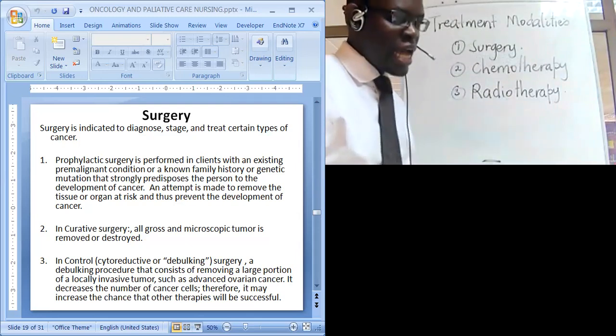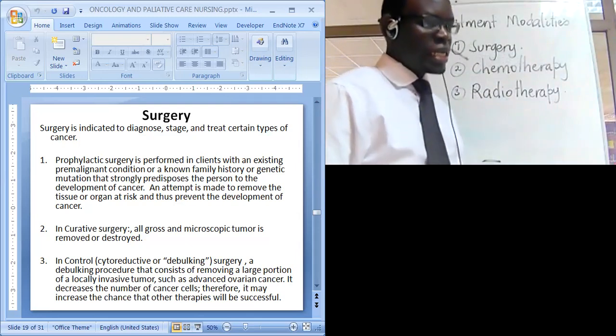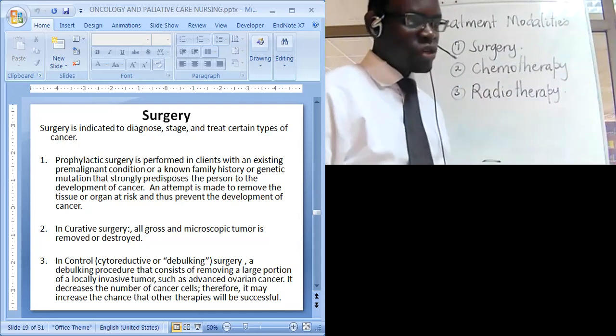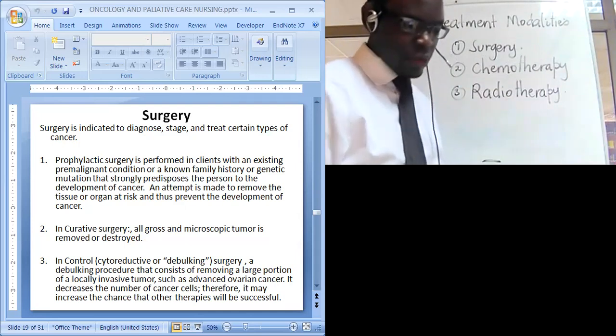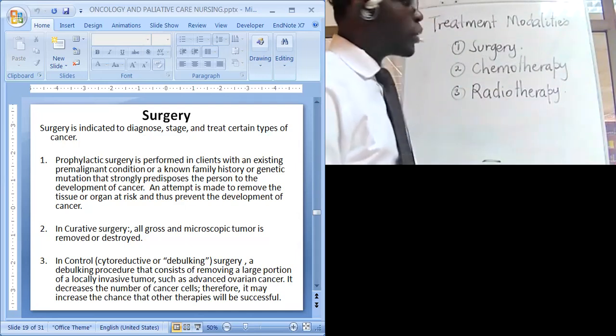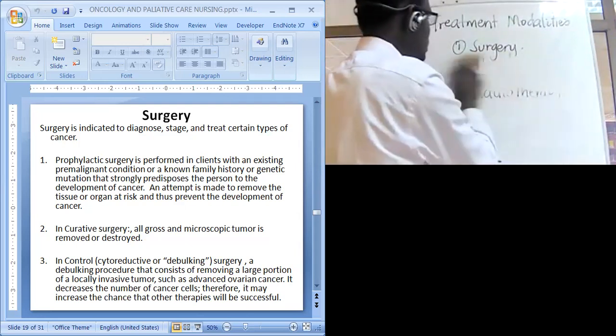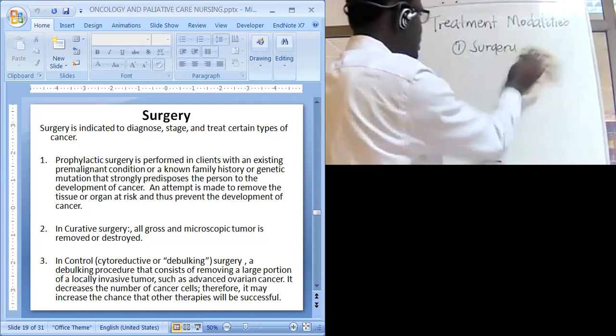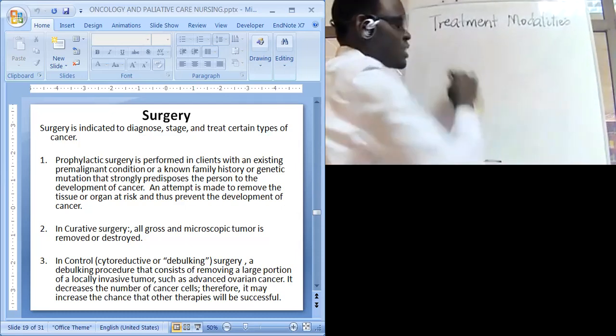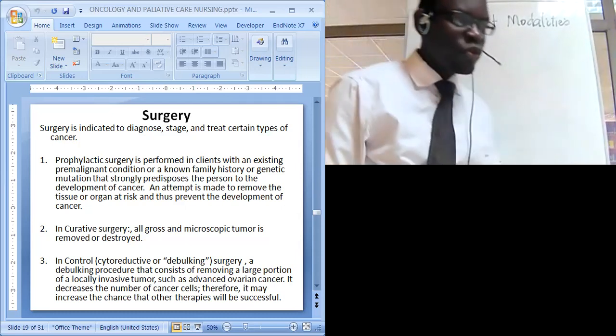Okay, so starting with surgery. Surgery is indicated to diagnose, stage, and treat certain types of cancer. So in other words, we do surgery to do three things: either diagnose, treat, or even stage certain types of cancer.